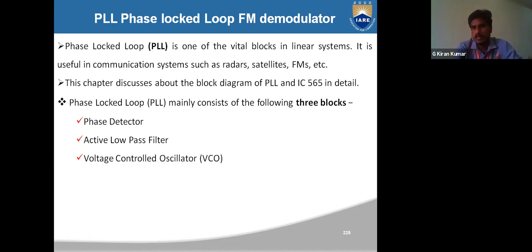Here you can see the phase lock loop is one of the actual blocks in a linear system. Basically, it is a linear system. It is useful in communication systems such as radars, satellites and FMs, etc. And we will discuss the PLL IC 565 in detail. IC 565 is the IC we are using to design the PLL.